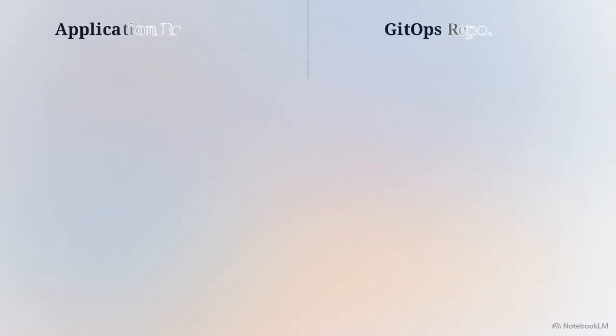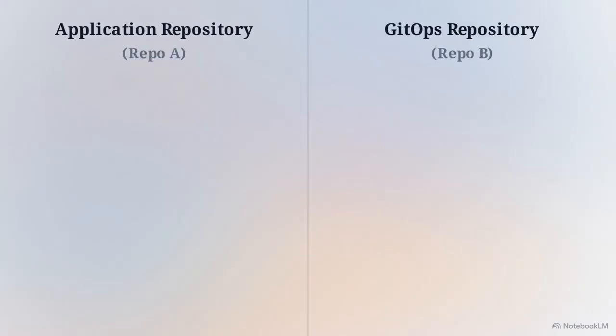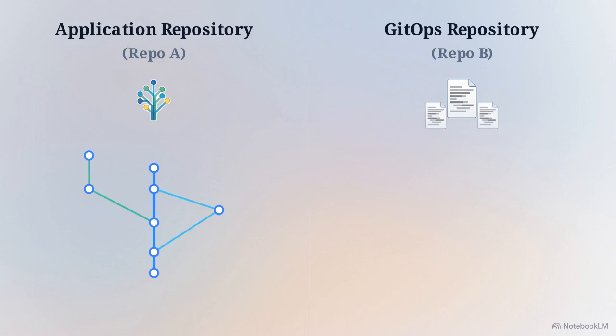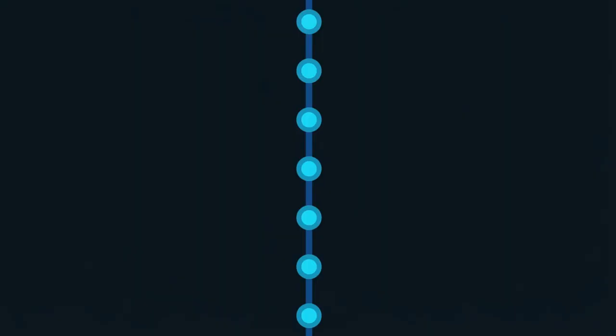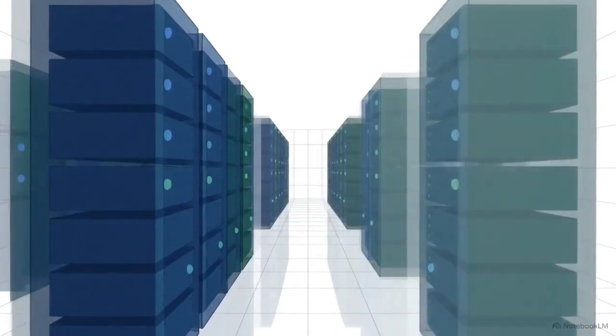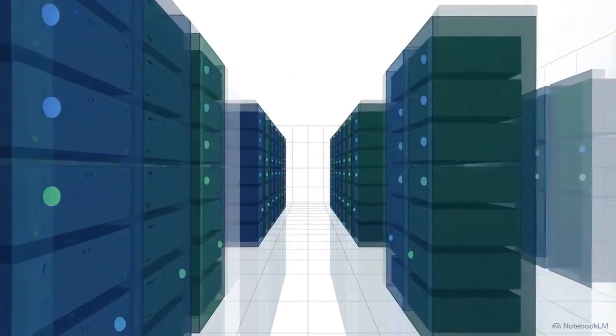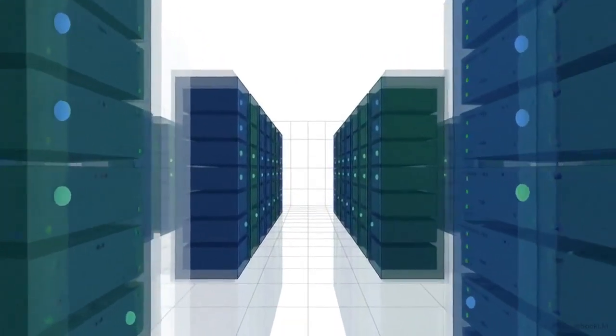We can see that distinction in this split-screen layout. On the left is the branching application repo. On the right is your GitOps repository, which stores only the configuration files. This repository follows one rule. It operates entirely on a single straight line, the main branch. By forcing all configuration data onto a single branch, that branch acts as a live ledger of exactly what is running on your servers at any given second.